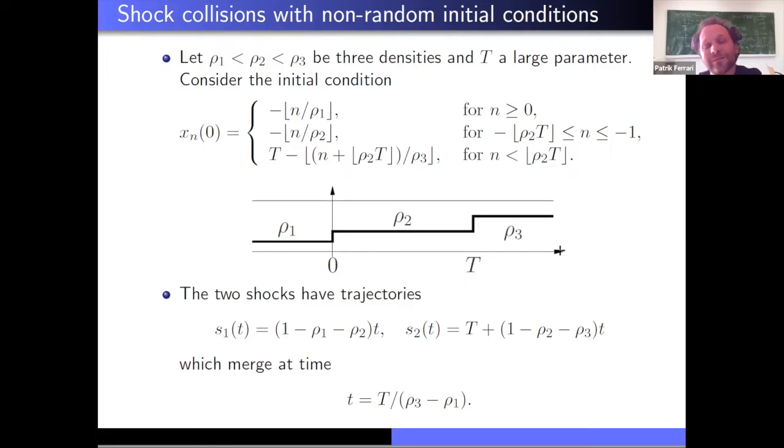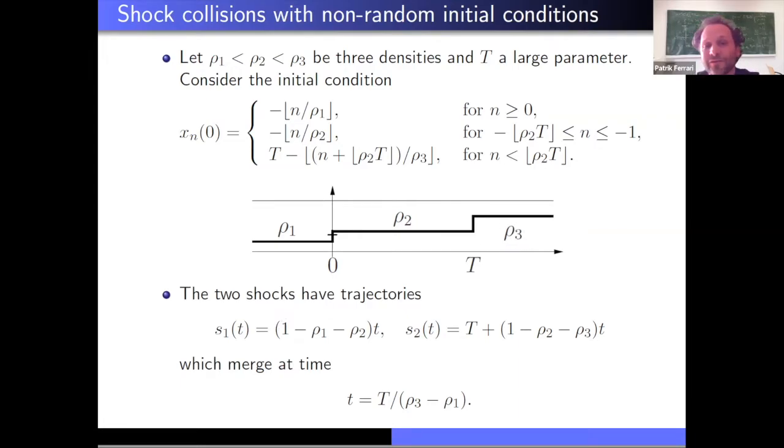Important here is just to remark that there is a product. The second result I want to mention is what happens if you have an initial condition with three constant densities, but non-random. So the particles are put regularly with density rho 1 to the left of 0, from 0 to capital T with density rho 2, and afterwards with density rho 3.